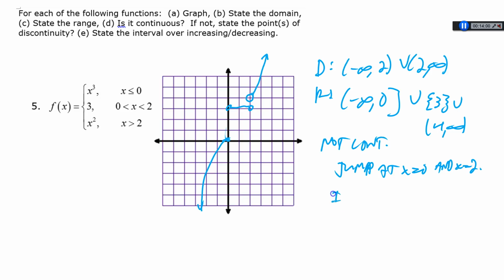Intervals increasing and decreasing: they're increasing from -infinity to 0, and also from 2 to infinity, open. And we are constant from 0 to 2. And that is that. Piecewise functions, not too bad.